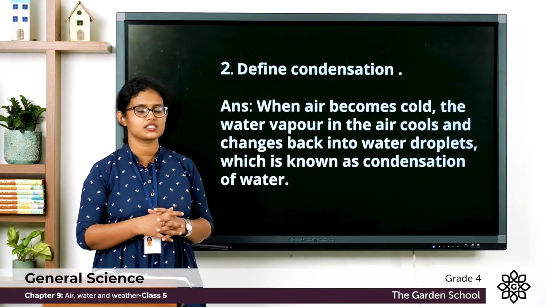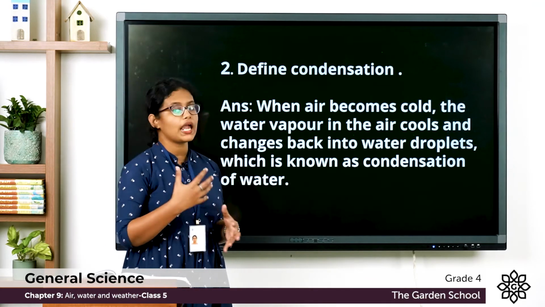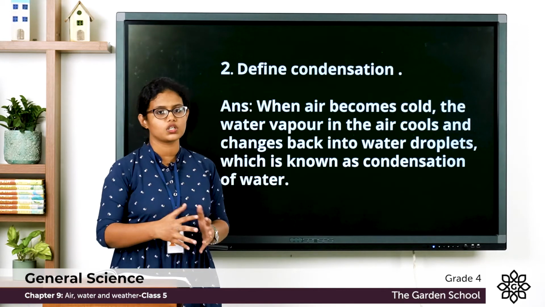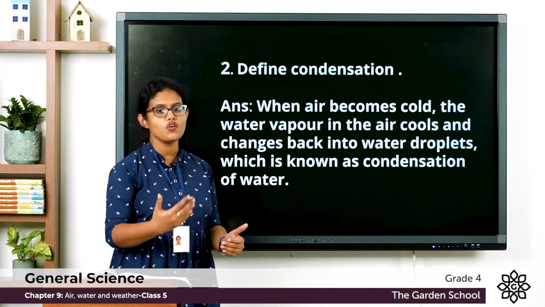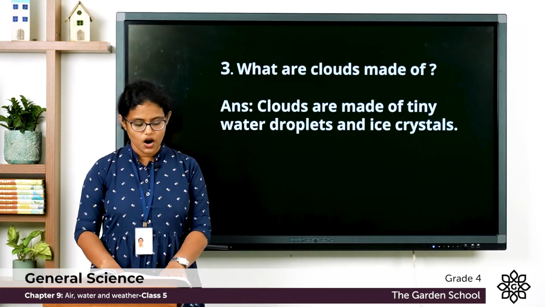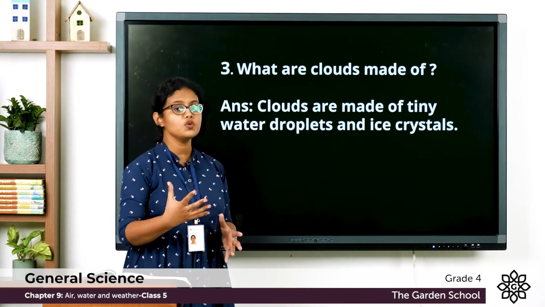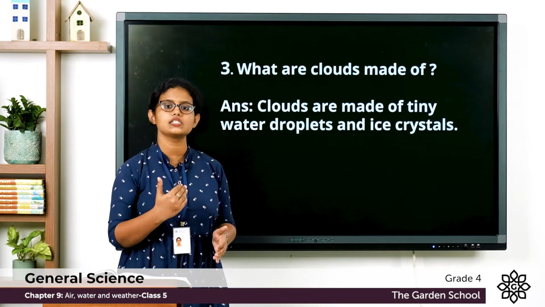So let's see the answer. When air becomes cold, the water vapor in the air cools and changes back into water droplets, which is known as condensation of water. The third one, what are clouds made of? Clouds are made of tiny water droplets and ice crystals.